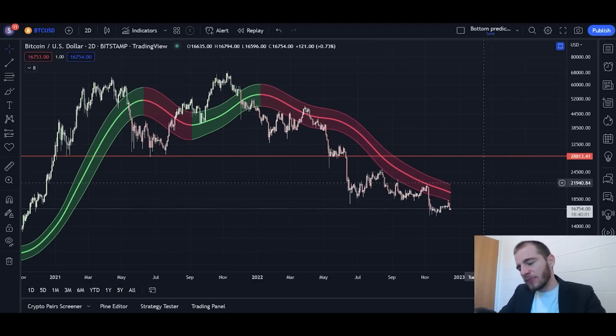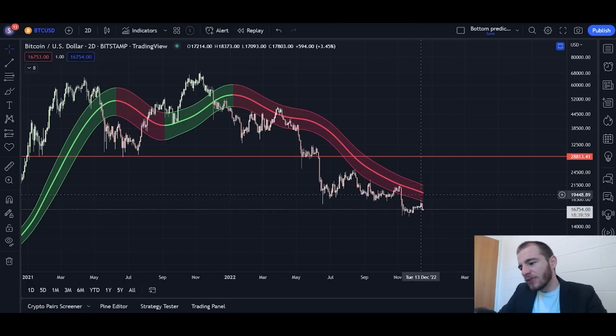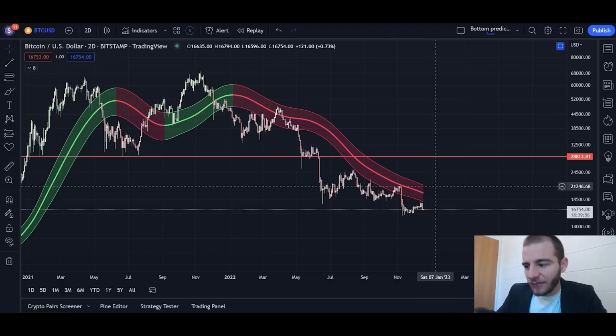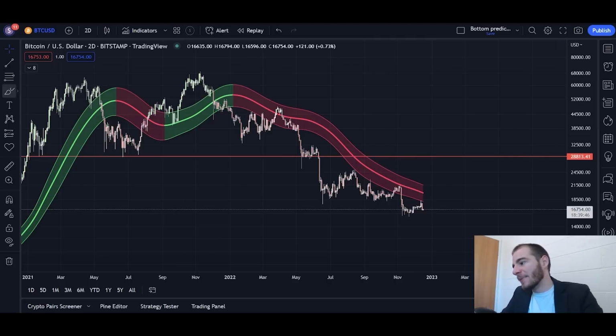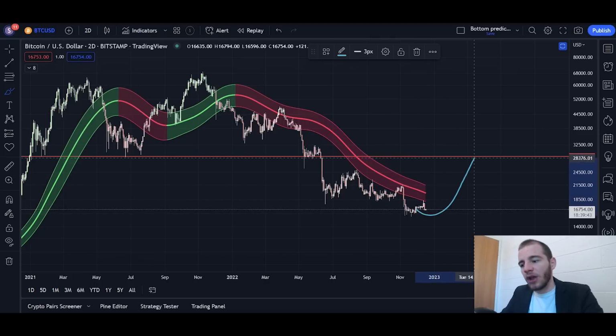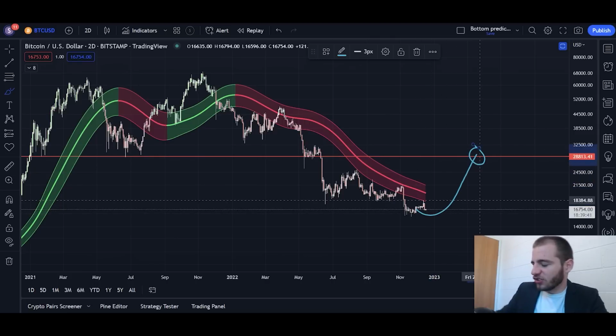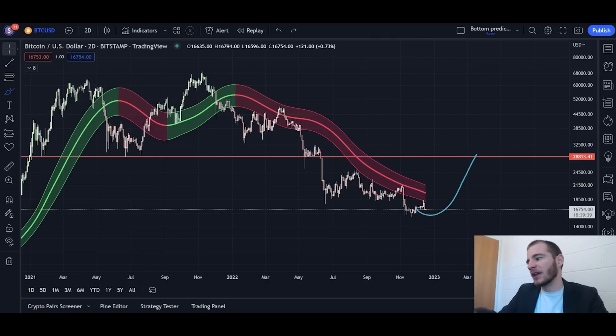When this thing flips green again, the Gaussian channel on the 2-day chart, which means the price would have to break above the center line for a period of time, when it does that, it's very unlikely that it's a fake out. It's very much likely that that's confirmation that the bottom is in and the upwards trend will continue, and then we can come up and retest this 20.8k level like we talked about on the previous chart. So the Gaussian channel on the 2-day chart is also very much worth looking at a lot.